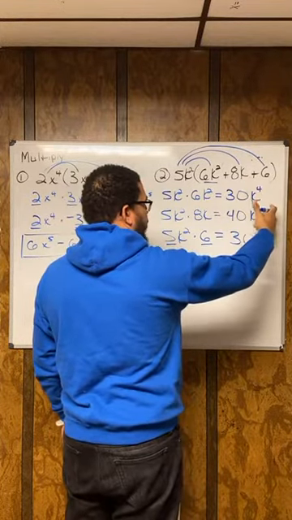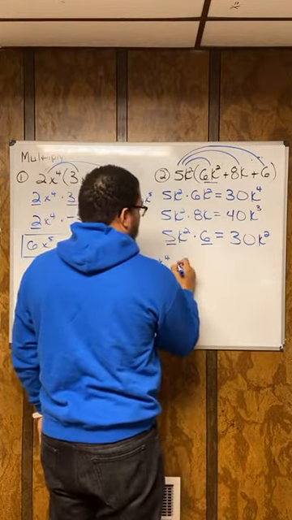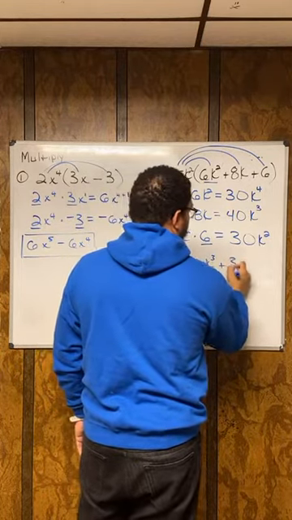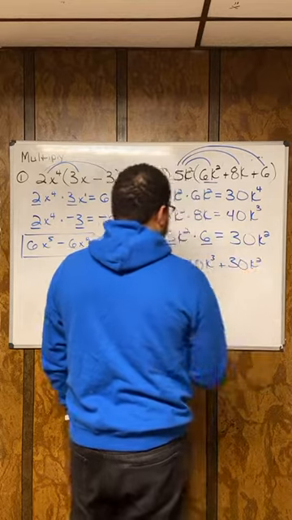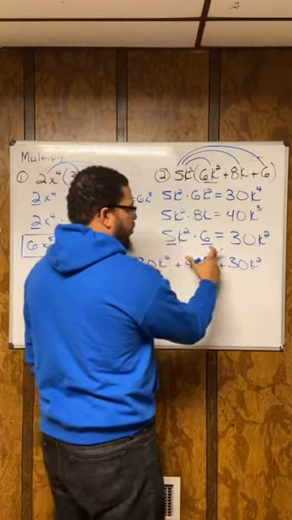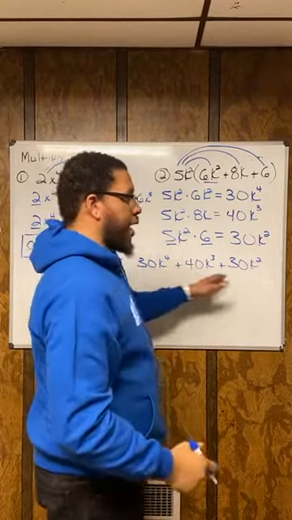K to the fourth, k to the third, and k to the second. Plus 40 k to the third. Plus 30 k to the second. None of these are like terms. They're all k's, but all the exponents are different. So that means they can't be added together.